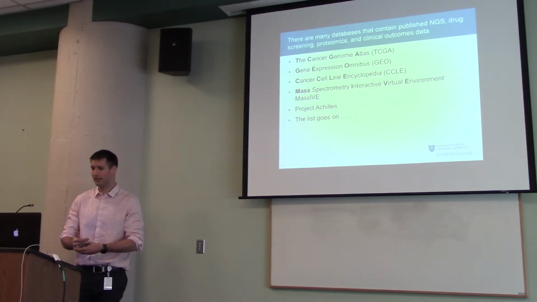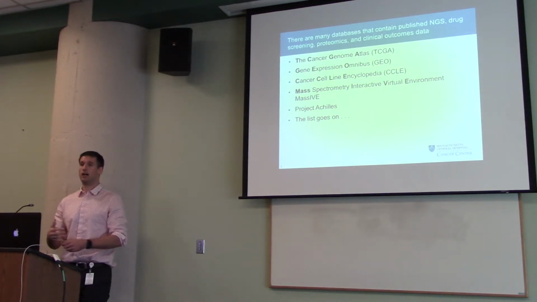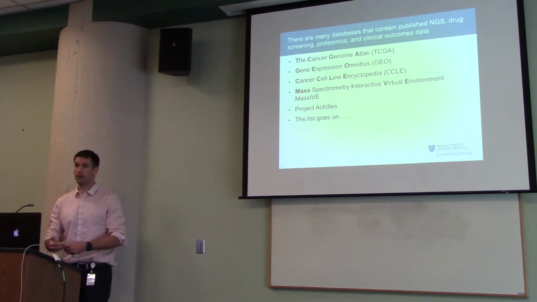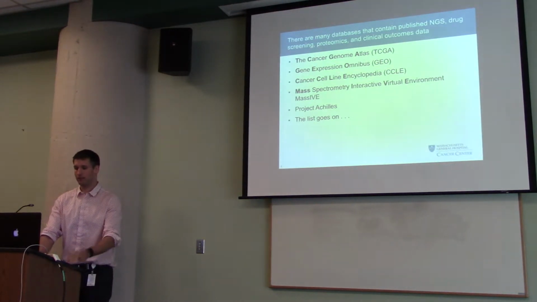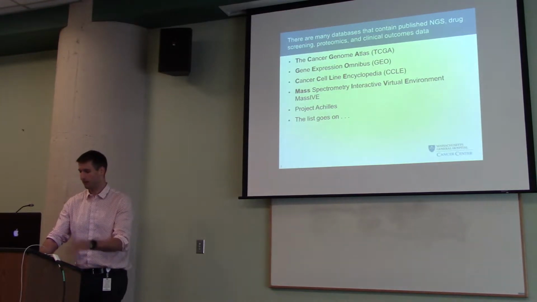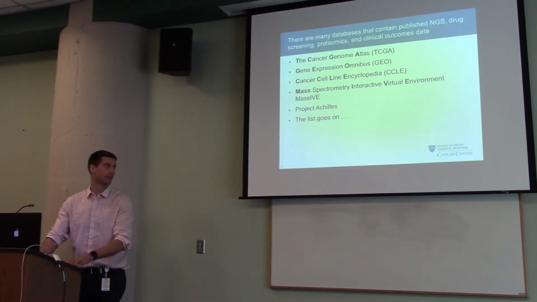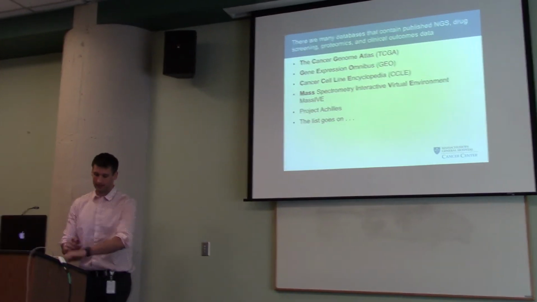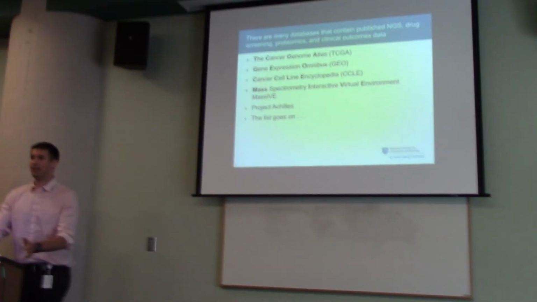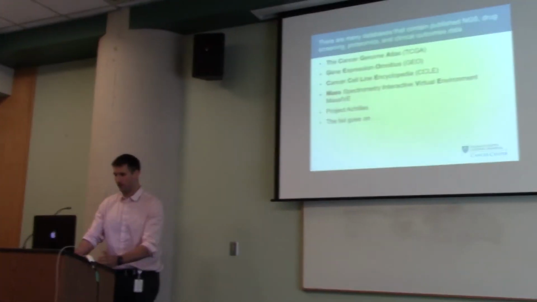Cell line encyclopedia. There's different data sets for if you've got protein expression like mass spec, interactive virtual environment. Project Achilles is for synthetic lethalities, etc. There's a whole lot of places to look for data, and honestly, it can be kind of dizzying trying to understand where you want to pull this from.